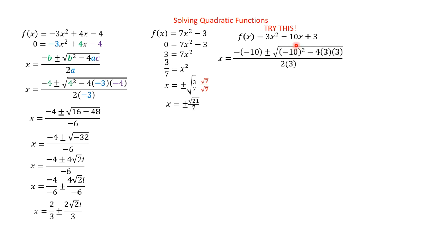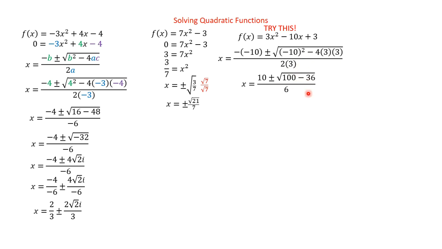The b is negative 10, so we have negative 10 plus or minus the square root of negative 10 squared minus 4, a is 3 and c is 3, all over 2 times a. Negative 10 is just positive 10 plus or minus the square root of 100, because that negative gets squared. If you just plugged negative 10 squared into your calculator, it'll give you a positive 100, minus 4 times 3 times 3. That'll be 36, over 2 times 3 is 6.